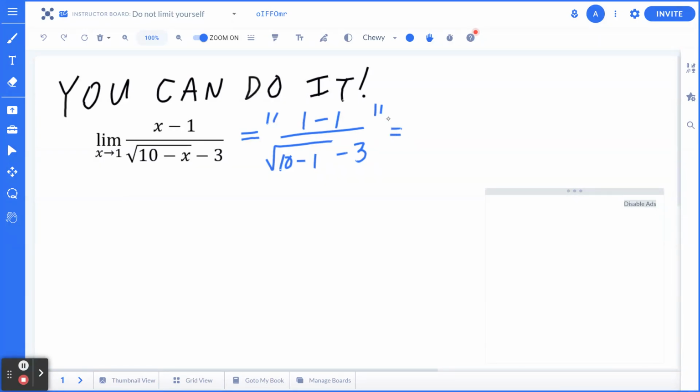Now here comes the mental math. 1 - 1 is going to be 0. The square root of 10 - 1 is the square root of 9, which is 3, minus itself. So you end up getting one of the 7 types of indeterminates, which is basically 0 divided by 0. Now this signals to you, you can move on to step number 2 or step number 3. Step 2 is really factoring. Step 3 is multiplying by the conjugate.